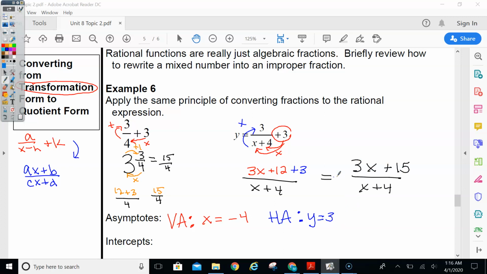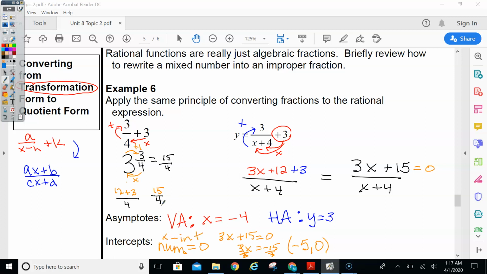Okay, and then for the x-intercepts, that's going to be the numerator equal to 0, and we solve for x. So set this part equal to 0 and solve for x. 3x + 15 = 0. If I subtract 15, I get -15. I divide by 3. x is -5. So (-5, 0) is your x-intercept.